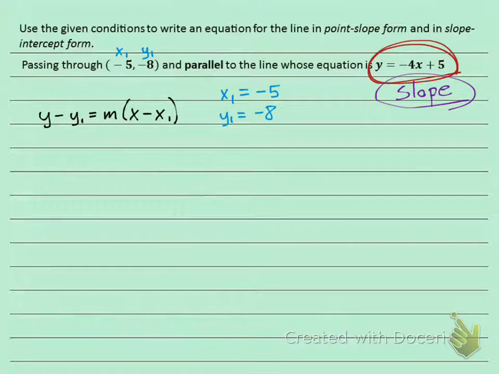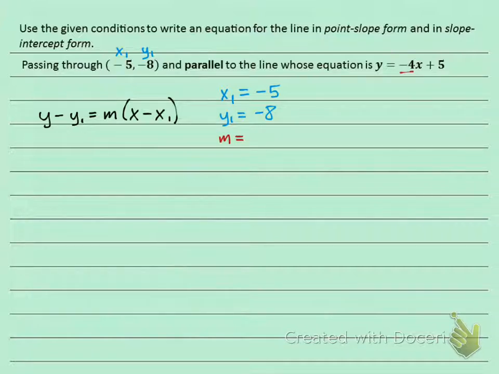Now, the slope that they give us for this line is going to be the coefficient right in front of that x. So the slope for this line is -4. Now that's not our slope that we're going to use. That's the slope of the line up there. We need to find the parallel slope. What is a parallel slope? Guess what? It's the same thing. So the parallel slope is -4, and that's what we're going to use.